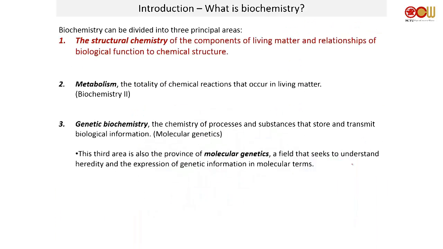Biochemistry primarily can be divided into three principal areas. The first principal area is called structural chemistry. The structural part is the structural chemistry of the components of living matter and the relationship of biological functions to chemical structure. Really we're looking at biological function and their chemical structure. This is a chemistry class, so we're going to be looking at chemical structures. Hopefully you are comfortable with chemical structures, and we're going to correlate that back to their biological functions.